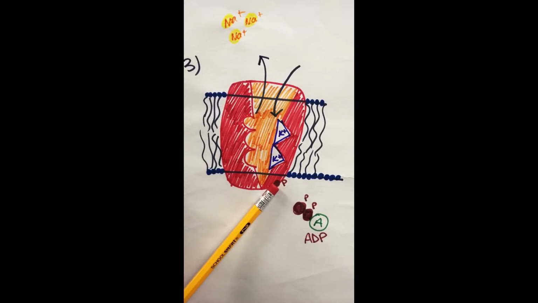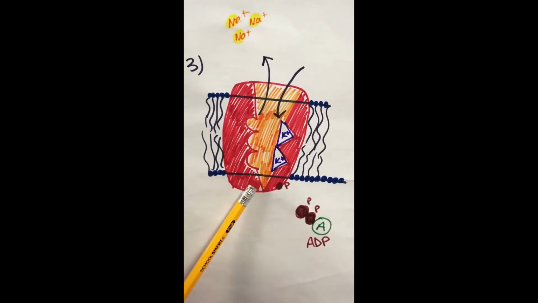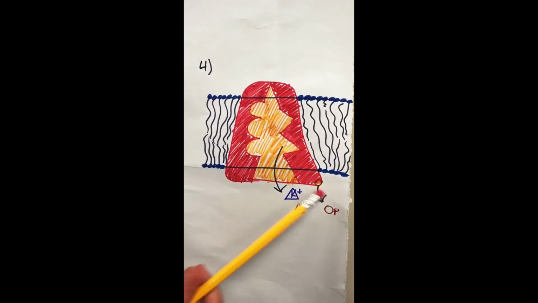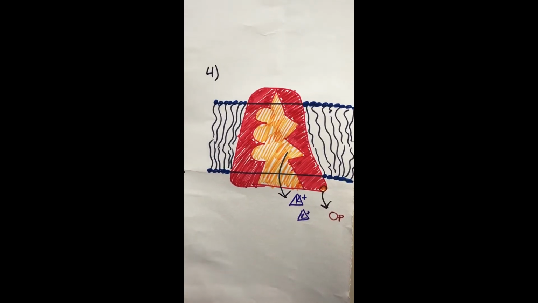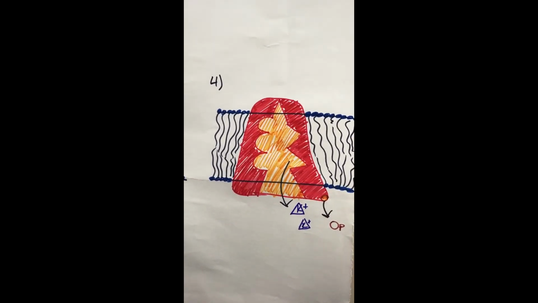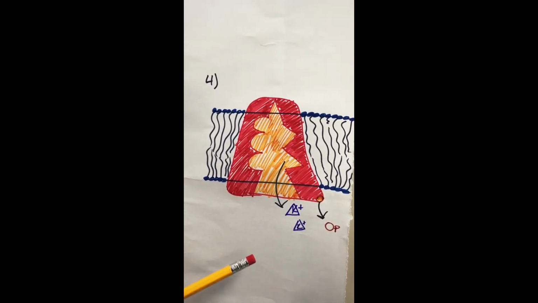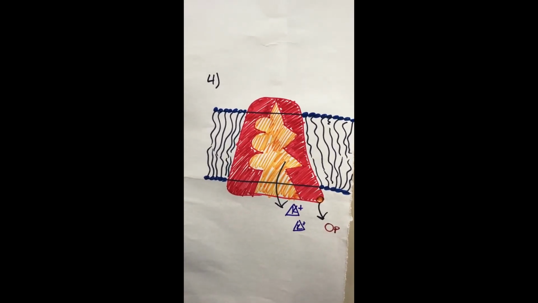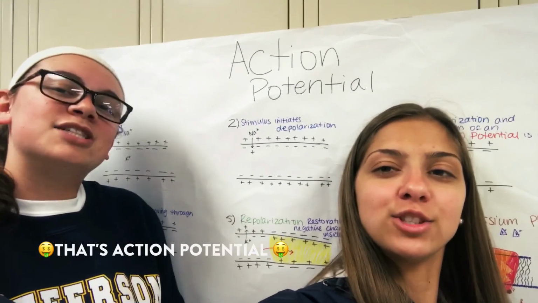ADP will then connect to the binding site, which allows this to open. Releasing of the phosphate allows the channel to revert to its original form, which releases the potassium ions on the inside of the membrane. And that's action potential.